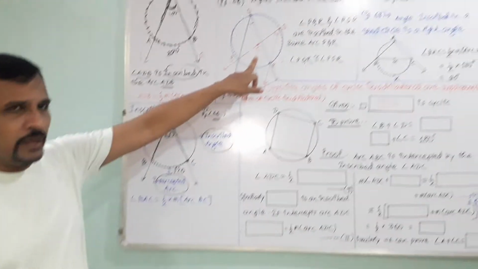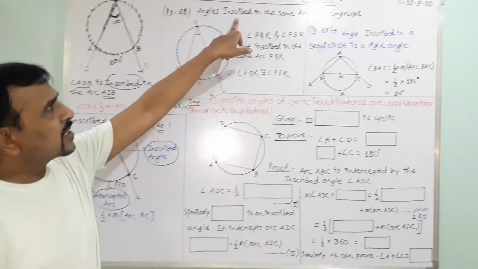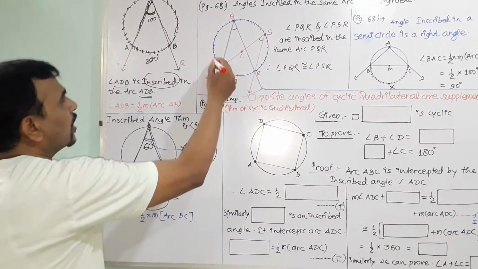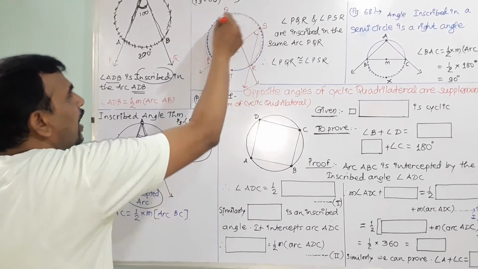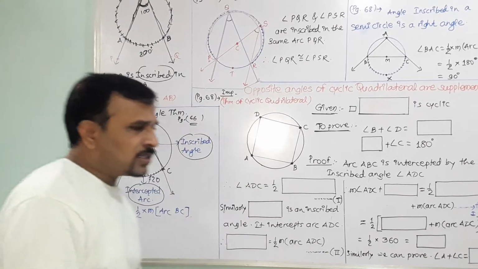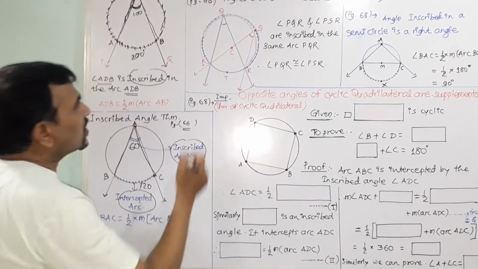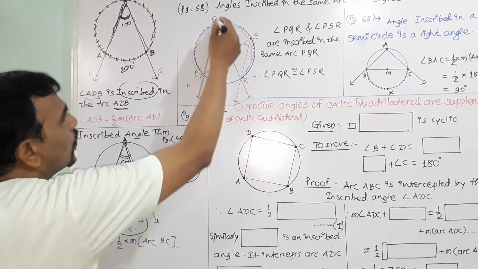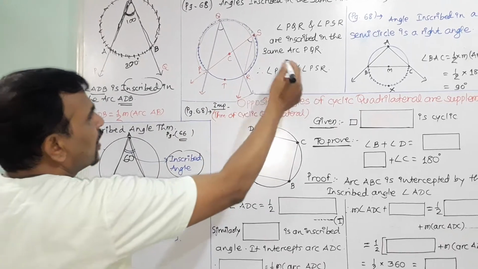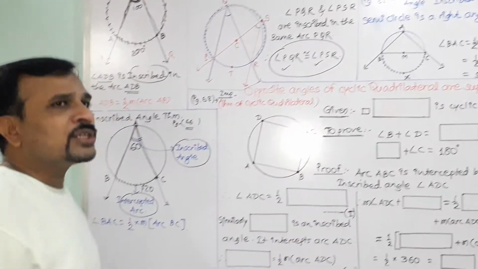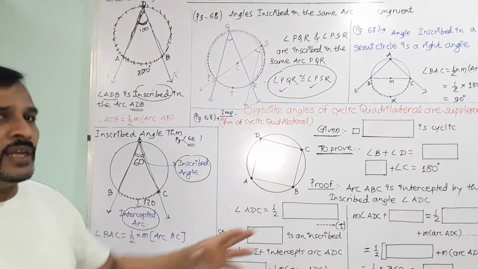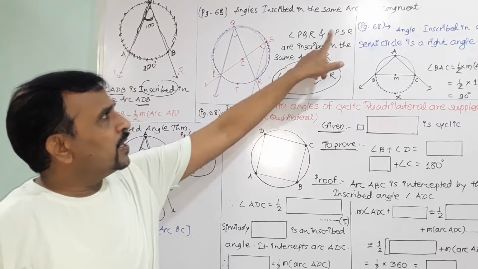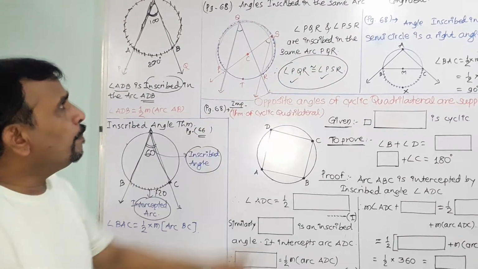Now see this second figure. Angles inscribed in the same arc are congruent. Same arc means, see, arc PQR is there, and in this arc PQR 2 angles are inscribed. See, the first angle, shown by the red marker, angle PQR, and angle PSR, these both angles are congruent to each other. This is called the corollary of the inscribed angle theorem. Angle PQR and angle PSR are inscribed in the same arc PQR.